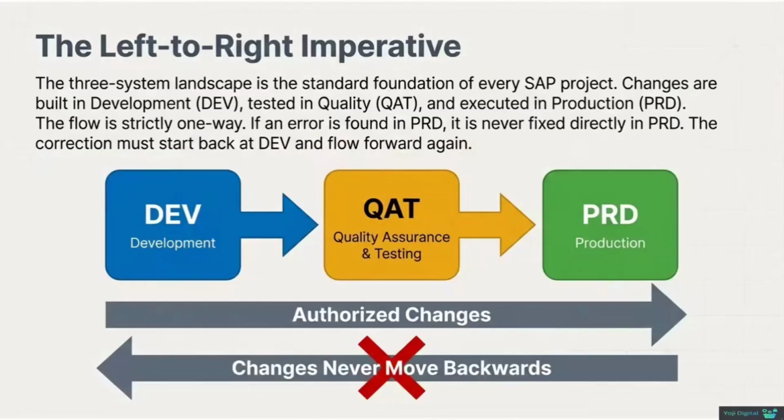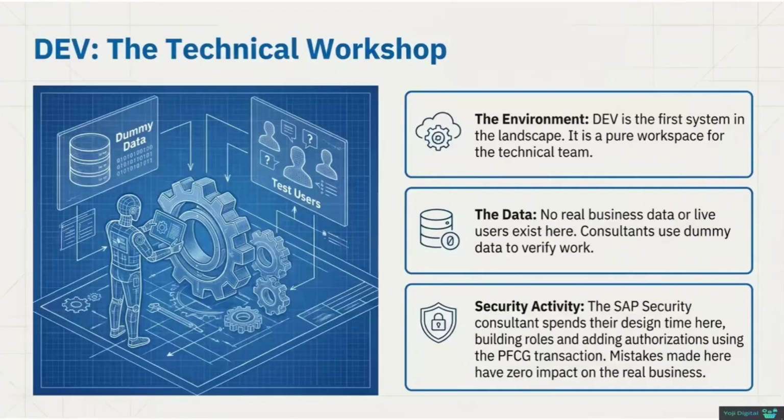DEV stands for development. This is where all the work is done, where configurations are built, roles are created, and everything is designed first. QAT stands for quality assurance and testing. This is where everything built in development gets tested properly by both the technical team and the business users. PRD stands for production. This is the live system. Real employees work here every day. Real business transactions happen here. Real data lives here. The flow is always from left to right. Dev to quality, quality to production. Changes never go backwards.